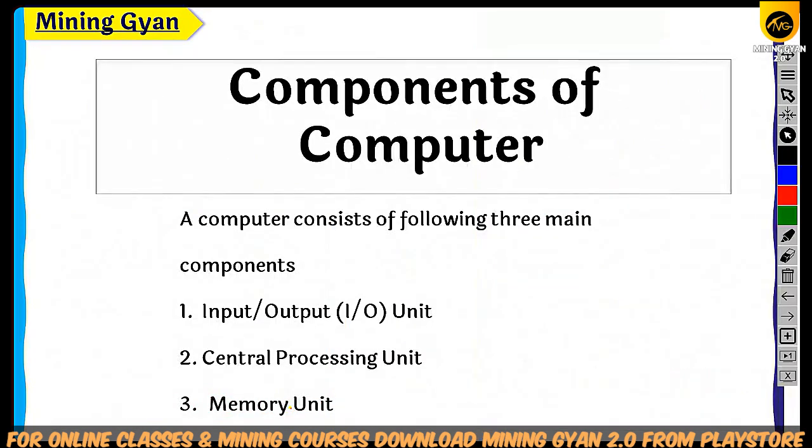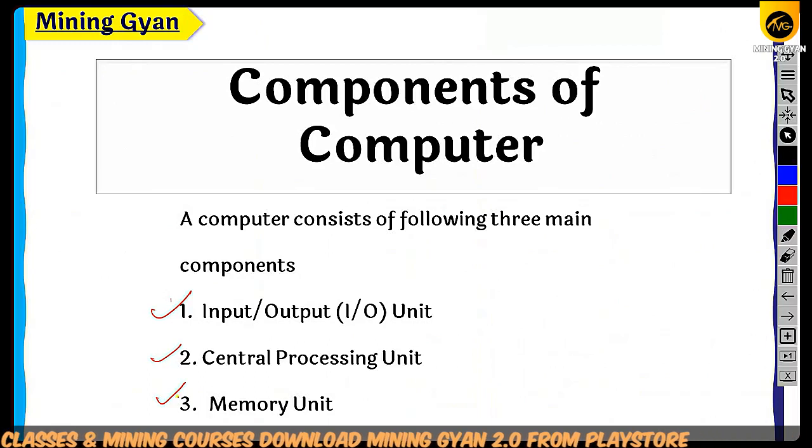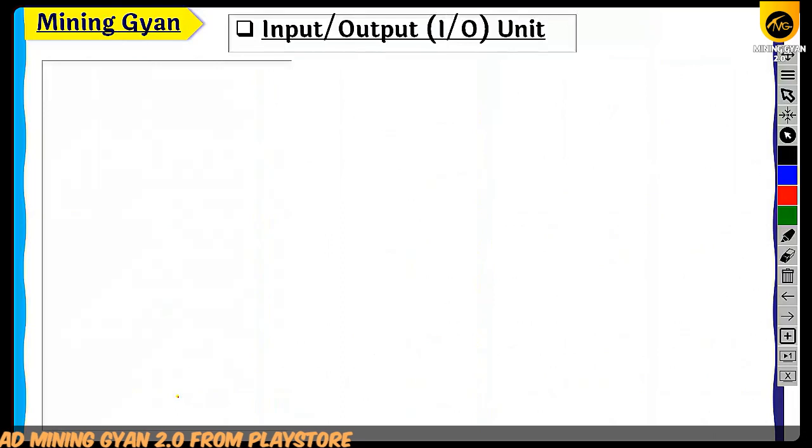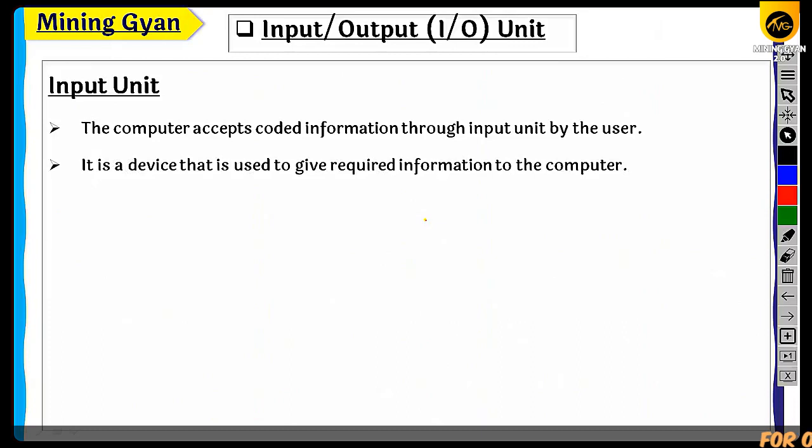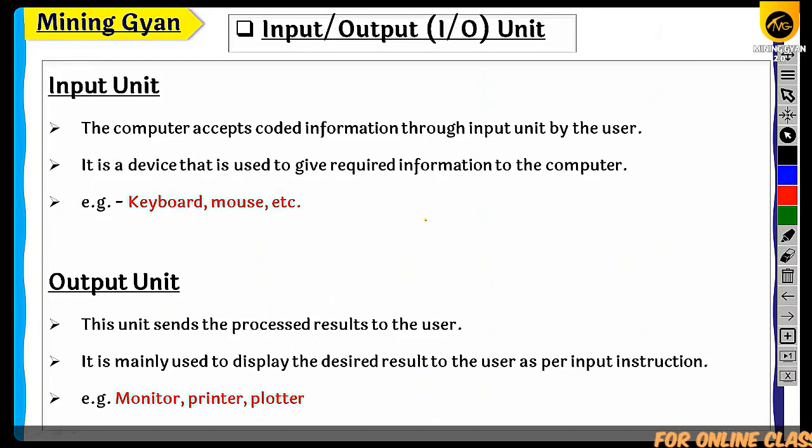Now, the components of computer, there are three important components of computer. The first one is the input-output unit, and the second one is the central processing unit. This is called CPU, and the third one is the memory unit. So these three units are the most important components of computers. Now, the input unit, the computer accepts coded information through input unit by users. I have already said about the input units, and okay, it's repeated.